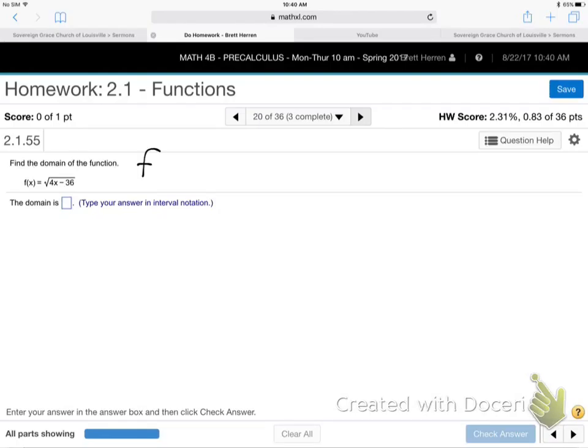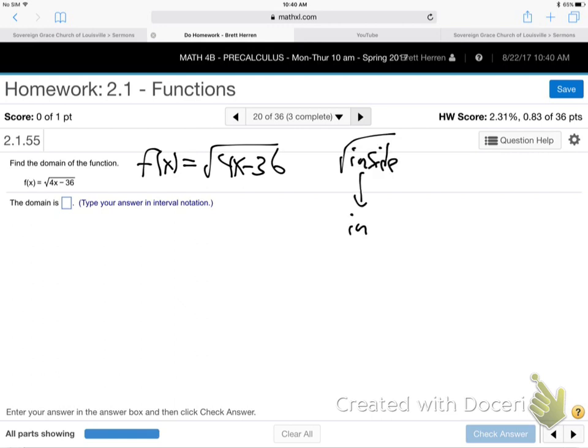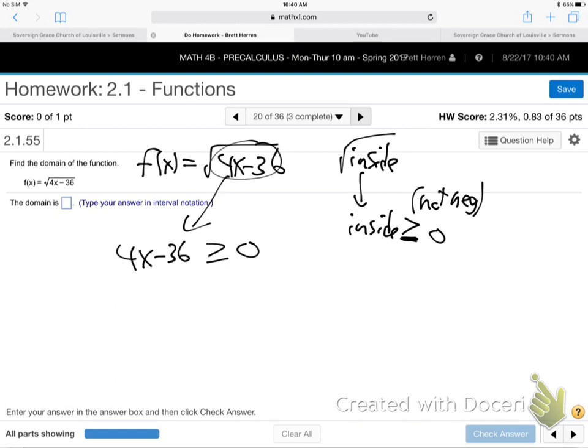Well, wait, okay. Let's try f of x is the square root of 4x minus 36. So what do you do? So remember square roots? I wrote things up a minute ago. Square root, you take the inside, and you say inside, you can't be negative, right? Square root of a negative number is not allowed. That's imaginary. It's not real. It's not in the real world. So what we say, inside, you can't be negative. How do you say can't be negative? Greater than or equal to 0. That means not negative. You can be equal to 0, or you can be greater than 0, but you cannot be negative. So we say, all right, inside, so not the root anymore, just the inside, you must be greater than or equal to 0. Not negative.